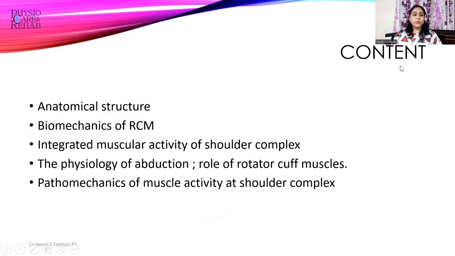The content of today's webinar will be anatomical structures. We will be discussing biomechanics of rotator cuff muscles. Then, the integrated muscle activity of the shoulder complex. The physiology of abduction, the movement, and the muscles which act for the movement of the shoulder joint. And last, we'll be discussing the pathomechanics of these muscles at the shoulder complex. So let's begin.